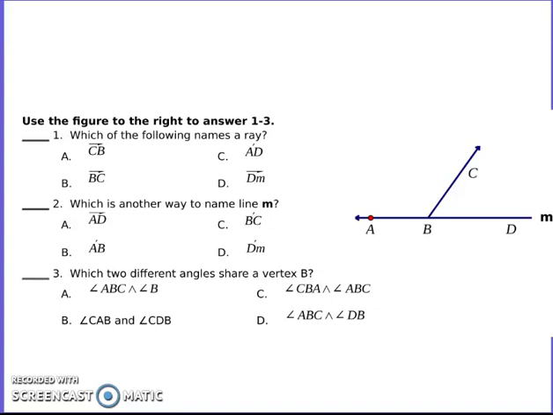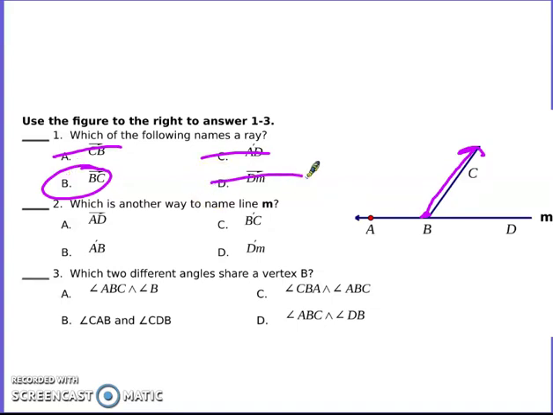So, if we look here, CB, well, C starts at the arrow, so CB cannot be the answer. A also starts at the arrow, so that can't be it. BC, B starts at the vertex and goes to the arrow. So BC is a ray. If I look at DM, one's a capital letter and one's my lowercase letter. So those are not going to work. You cannot group them together in a name.